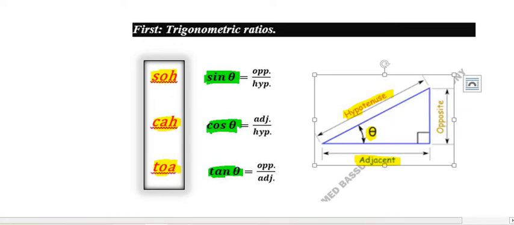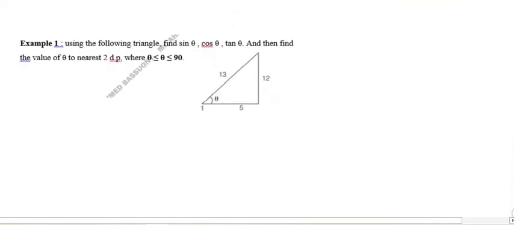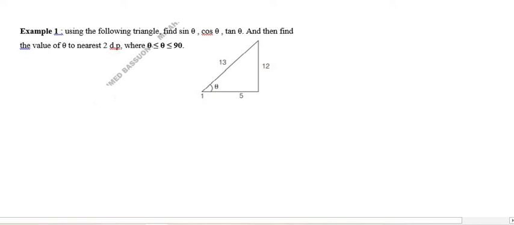And now guys, let's use SOH CAH TOA to solve this example. Using the following triangle, find sine theta, cosine theta, and tan theta. Then find the value of theta to the nearest two decimals. Theta is greater than or equal to 0 and smaller than or equal to 90. So let's start with the first requirement. We need to find the sine of theta. So first of all, I would like to write SOH CAH TOA.